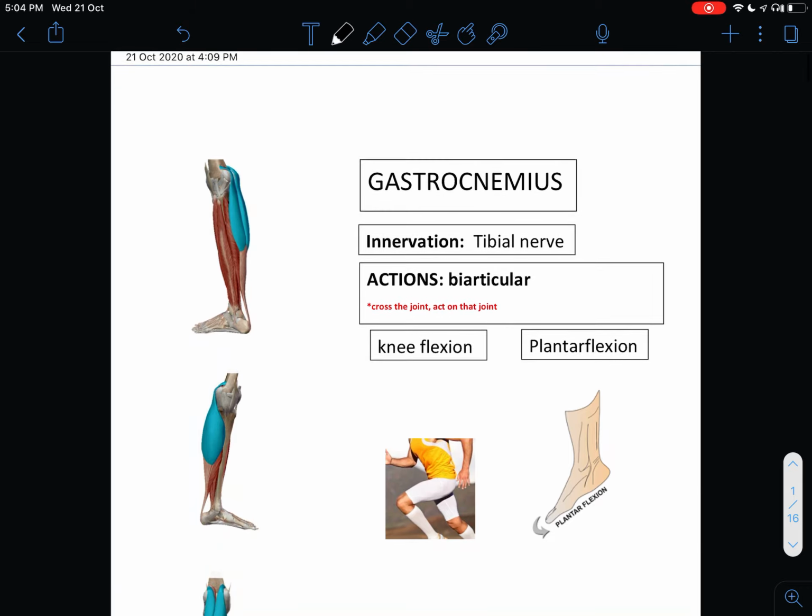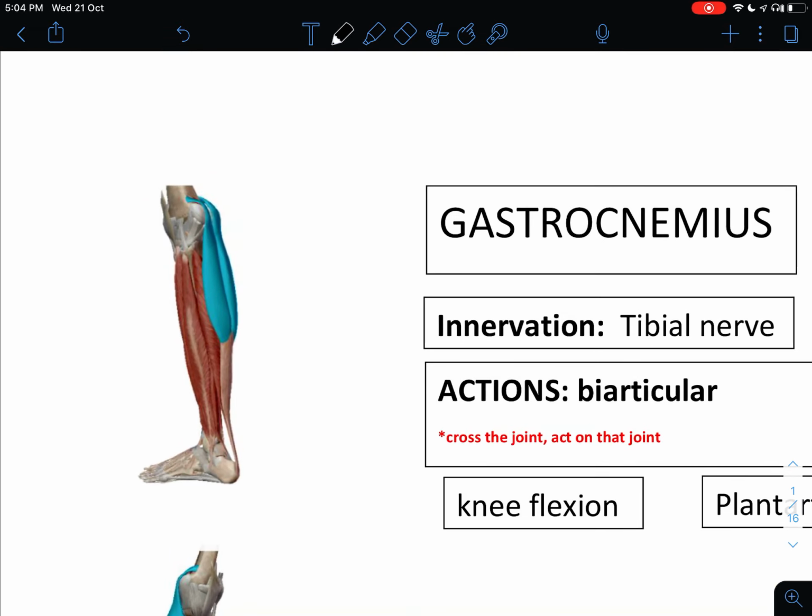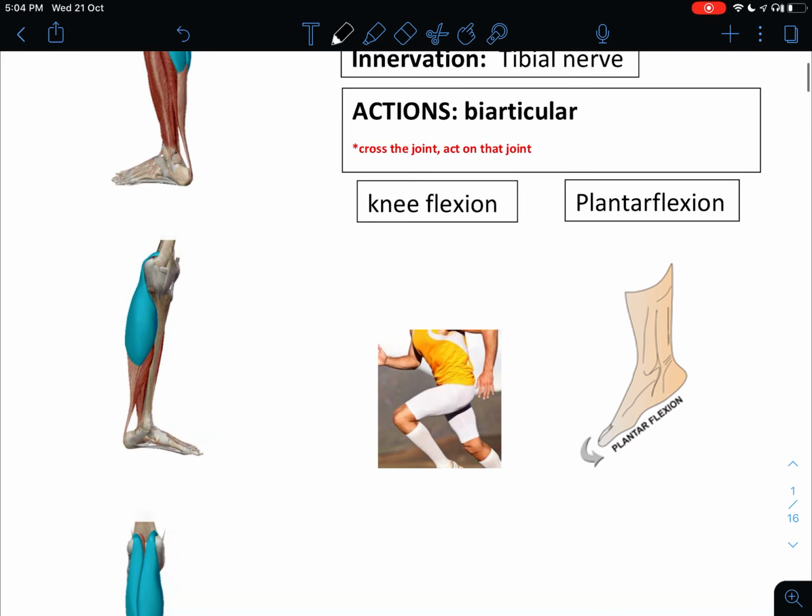So this muscle is innervated by the tibial nerve. It's also biarticular because it crosses the knee joint as well as the ankle joint. And its actions include knee flexion, which is moving the heel closer to the hip, and plantar flexion, which is pointing those toes down towards the ground.